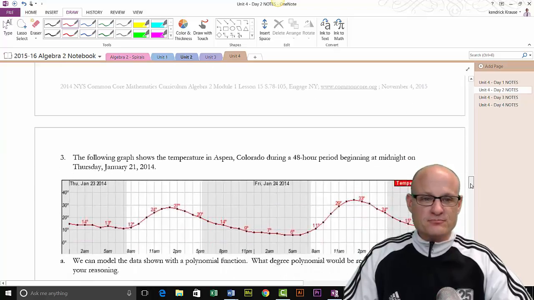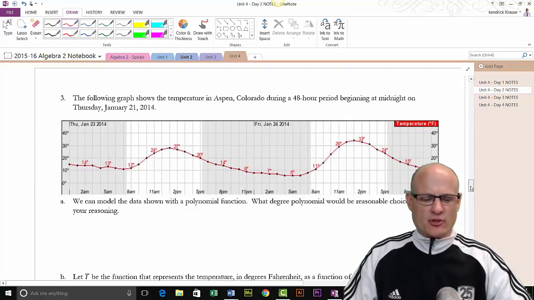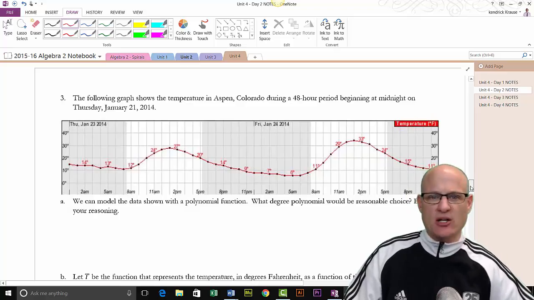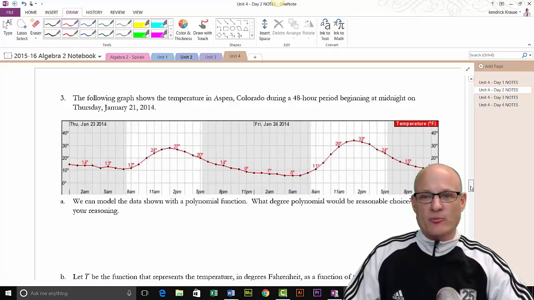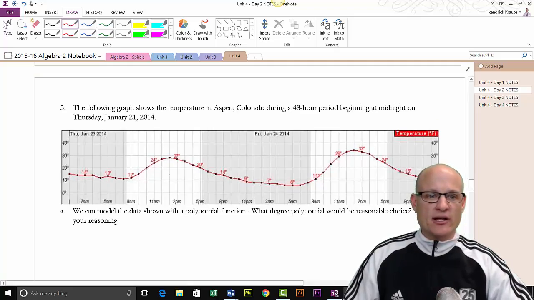That's about it. The following graph shows the temperature at Aspen, Colorado during a 48-hour period starting at midnight on Thursday. So in the middle of winter, all right? So we're in the freezing temperatures. And so let's start thinking about what this graph represents. This is our temperature over here.